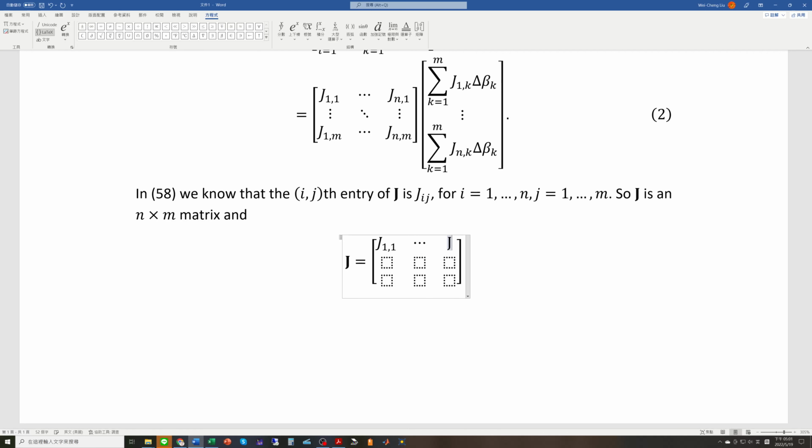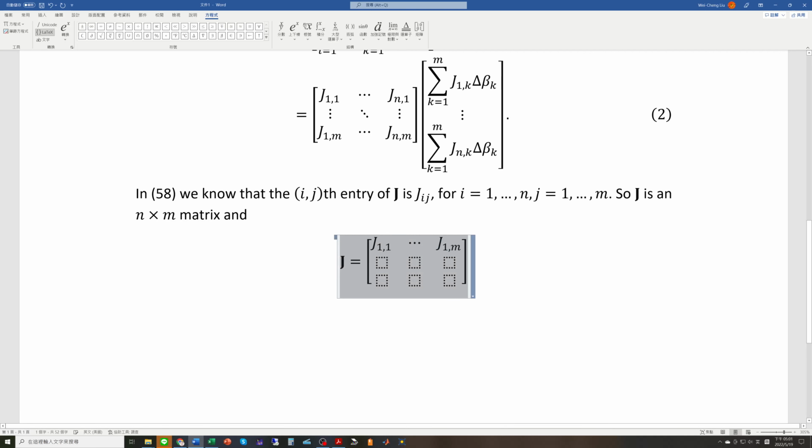J1M. Okay, good. Because small j is equal to 1 to m. And here are vertical dots and diagonal dots and vertical dots. And for the last row, the first element should be Jn1, because I is equal to 1 to n.